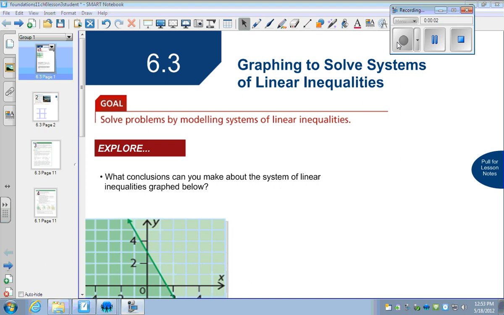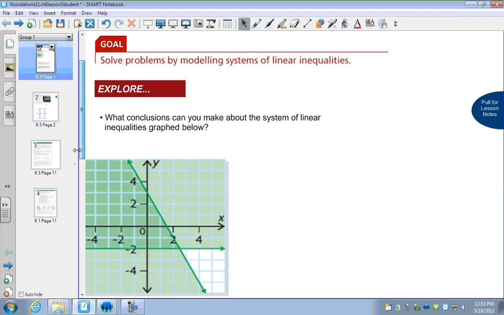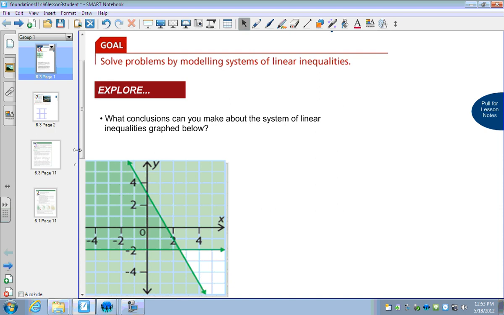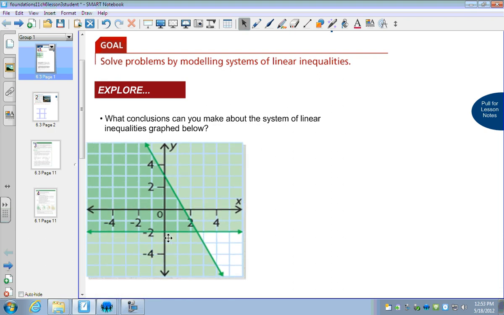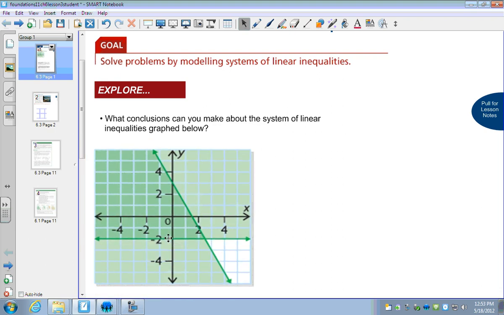Section 6.3, graphing to solve systems of linear inequalities. We're going to look at this graph here. It says, what conclusions can you make about the system of linear inequalities? You can tell there's one region that's all colored in, and that's the solution. Everything in here is the solution. So I want to know about that solution.